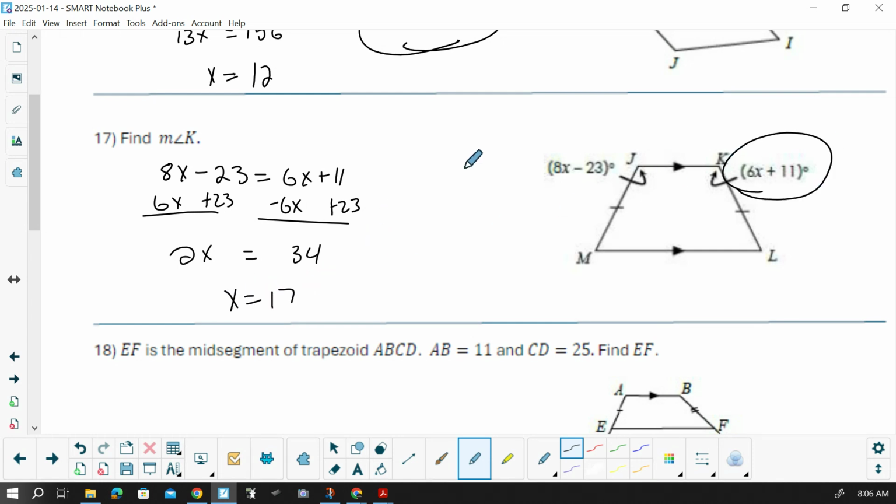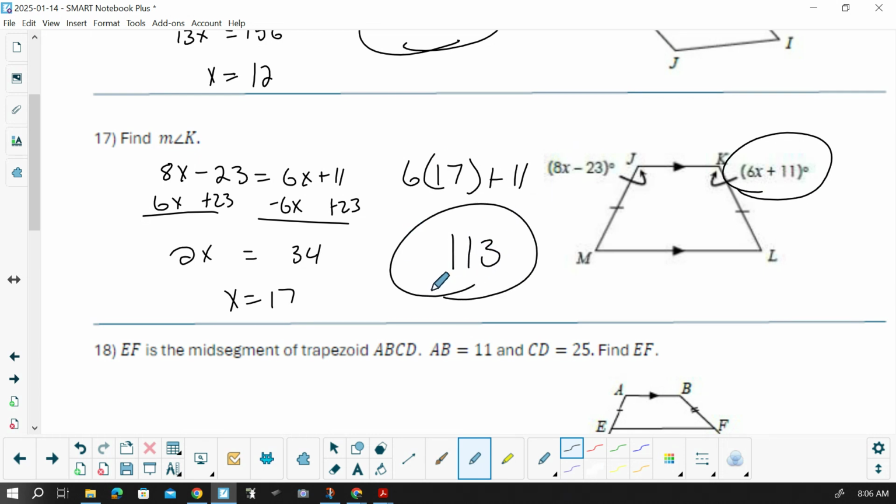Angle K is this one, so 6 times 17 plus 11, right? The x is 17. 6 times 17 is 102, plus 11 is 113. There's number 17.